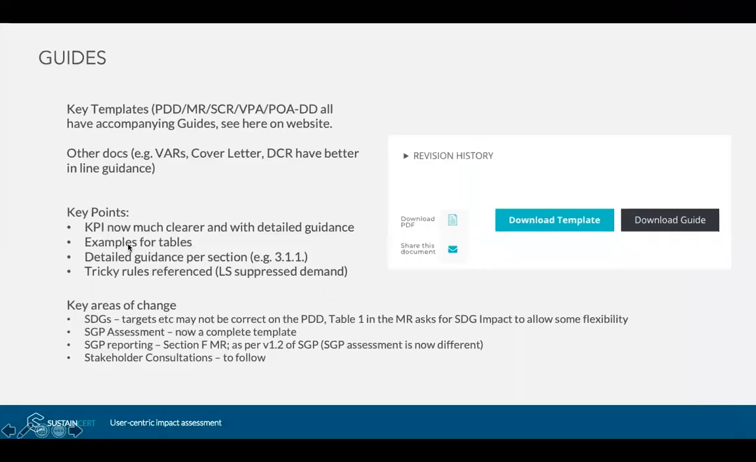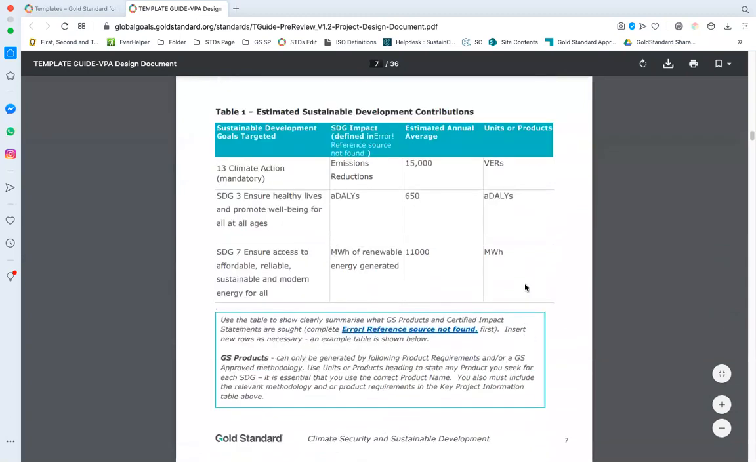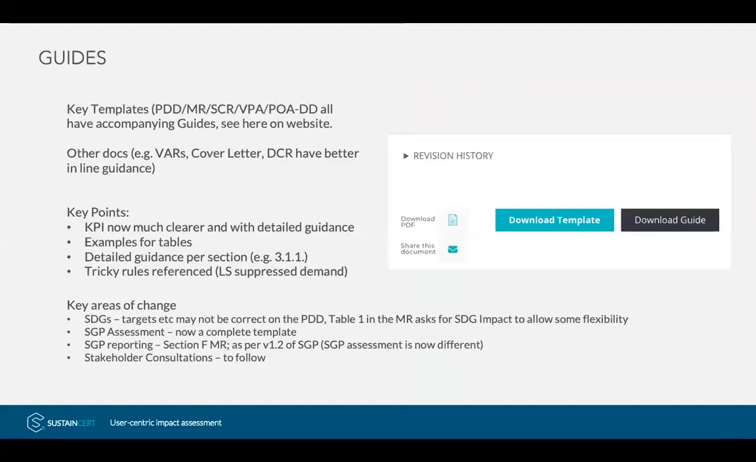Another thing, there are examples for tables. I'll show you very quickly. This is an estimate of impacts, sustainable development contributions. Here it shows you what an example might look like on screen, which we hope will help you fill it in a more consistent way.